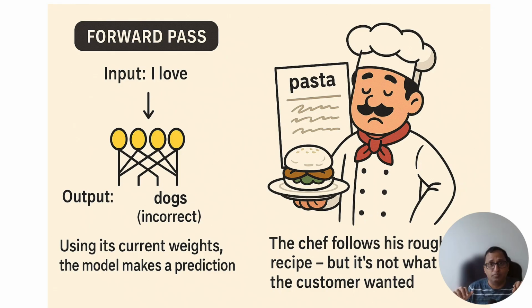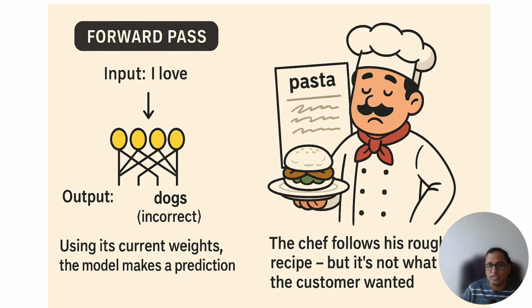Now in the forward pass, this is where the training comes in. We give the model "I love". Now it has to predict the next word, "pizza", right? This is what the training is all about. So it receives "I love" in this case and runs its input through its network using the current weights. These weights determine how the model processes the input and what it thinks comes next.